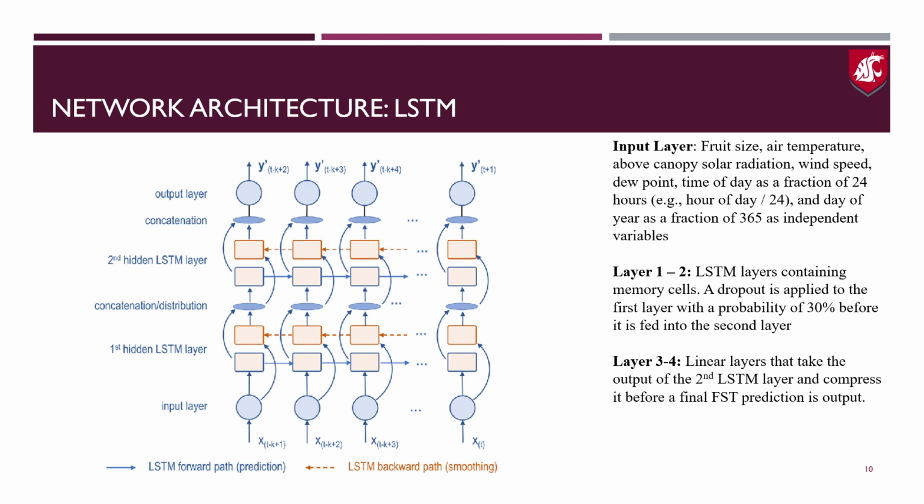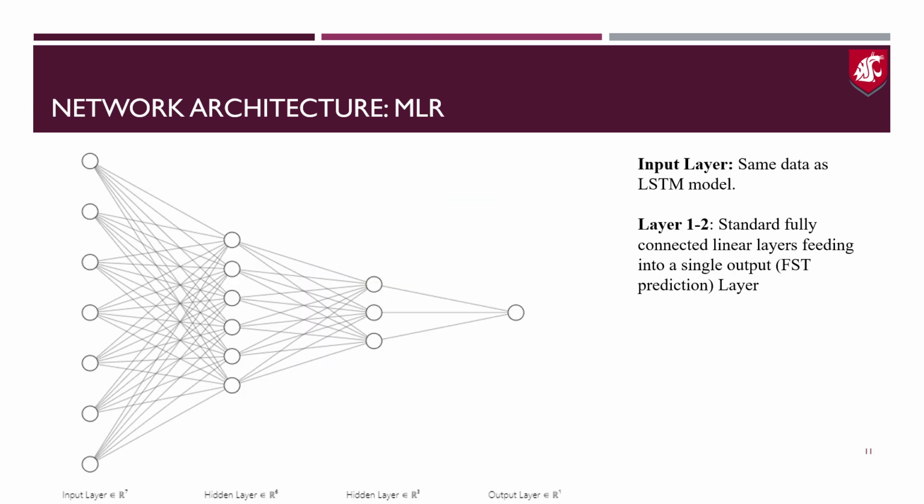Layers 1 and 2 are LSTM layers containing memory cells. A dropout is applied to the first layer with a probability of 30% before it is fed into the second layer, meaning that 30% of the data will randomly be zeroed out on each pass of the training, which helps decrease overfitting. Layers 3 through 4 are standard linear layers that take the output of the second LSTM layer and compress it before a final FST prediction is output.